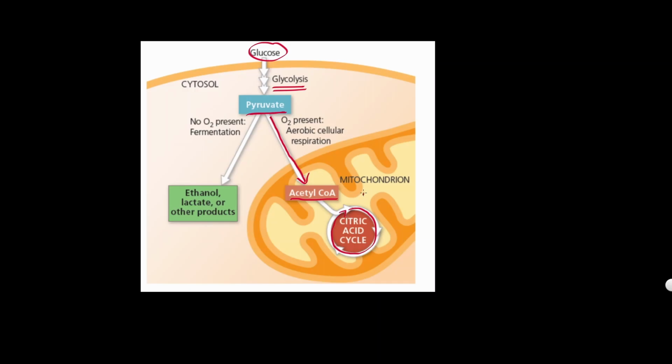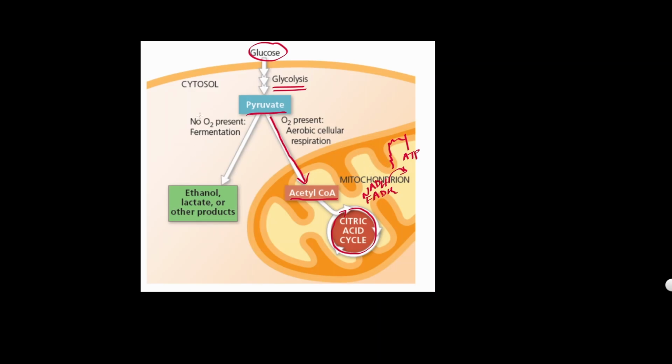And then all the NADHs and FADH2, they're going to drop their electrons over here. The electrons will go through the ETC, and that's how we make ATP, okay, with chemiosmosis.